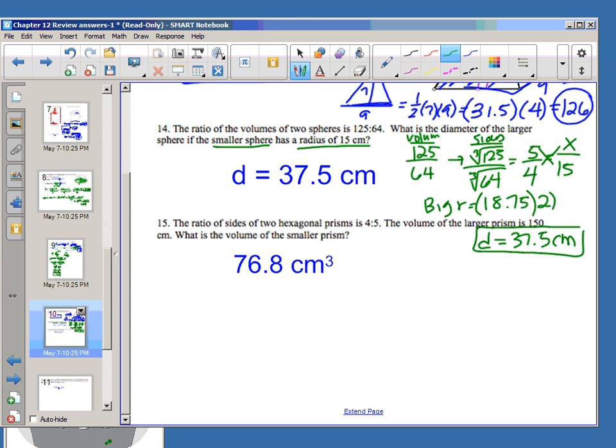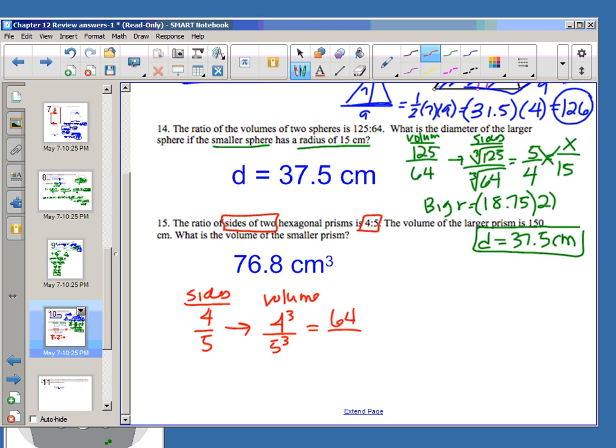Right? And 15 is virtually the same thing, but now it's telling you the ratio of 2 sides is 4:5. They want us to find the volume. So we have the sides. We need to go to the volume, and in order to do that, I need to cube it instead of cube root it, because I need to make it 3-dimensional. So I have 64/125. That's the new ratio I'm going to use. I'm going to set that equal to... It says the volume of the larger prism in this case is 150 centimeters. Find the volume of the smaller one.